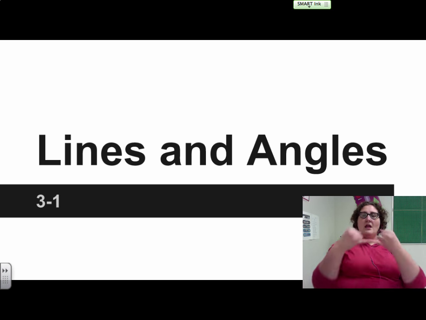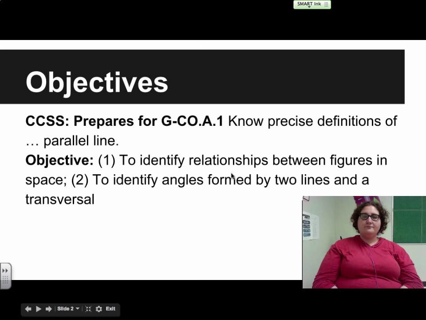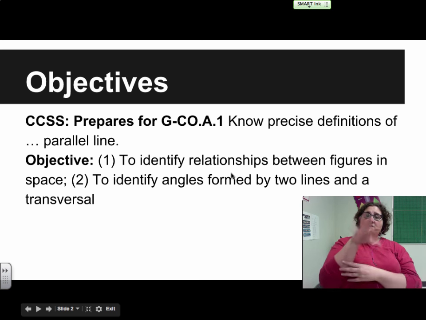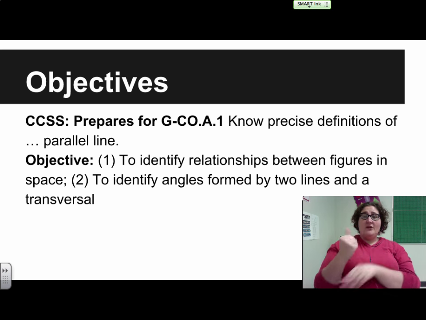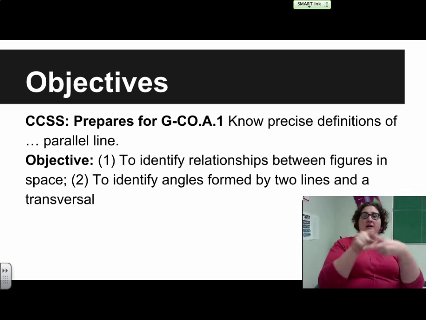Lines and angles. Objectives: to identify relationships between figures in space and to identify angles formed by two lines and a transversal.